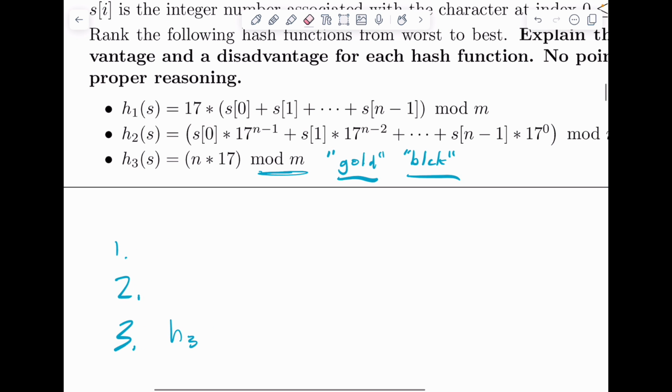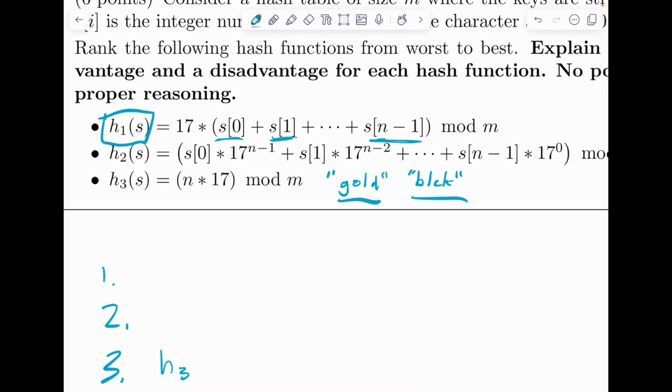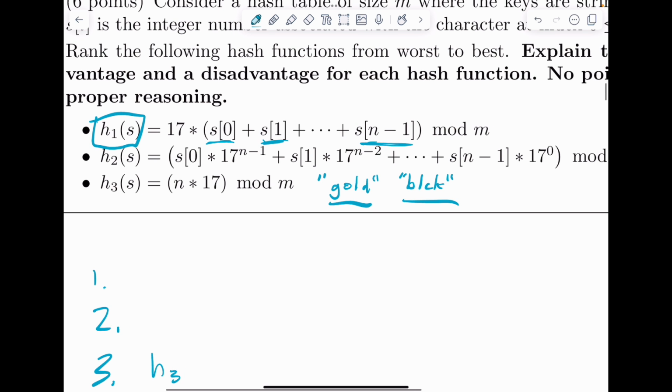All right, so what about the other two? Let's look at h sub 1. So what this is doing is a bit better now. It's factoring in each individual character of the string. It then multiplies it all by 17 and then takes the modulo. So this is a lot better than h sub 3, because it's not just relying on the length of the key, the length of the string. It's actually taking into account each individual character's integer value and adding them all together. So now gold and black will probably not lead to the same table placement anymore, unless they do by happenstance. And I didn't check. I just came up with that off the top of my head.